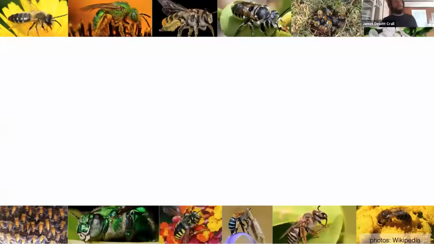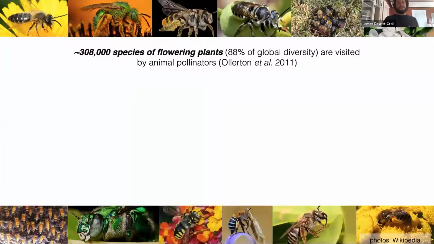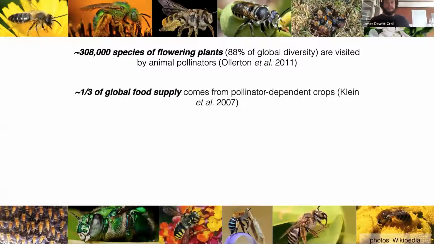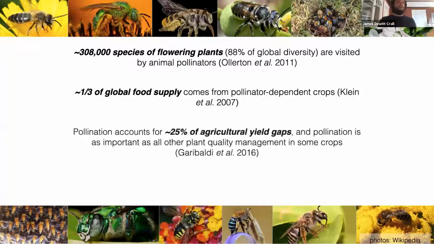So I just want to start off by reminding you of things you probably already know, which is that in addition to being a fascinating group of organisms, bees are incredibly important for both conservation and food production. The vast majority of flowering plants on the planet are in some way dependent on animal pollinators. In addition, about a third of our global food system, which I think is a primary interest for the course here, comes from pollinator dependent crops.